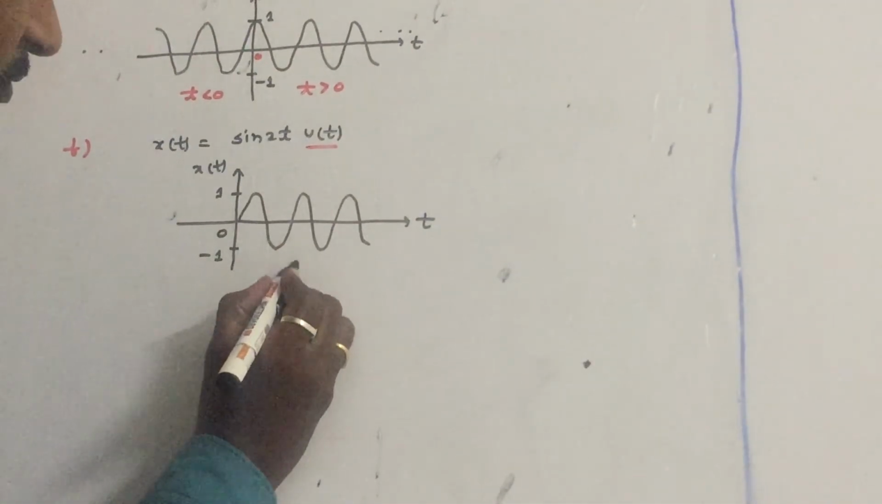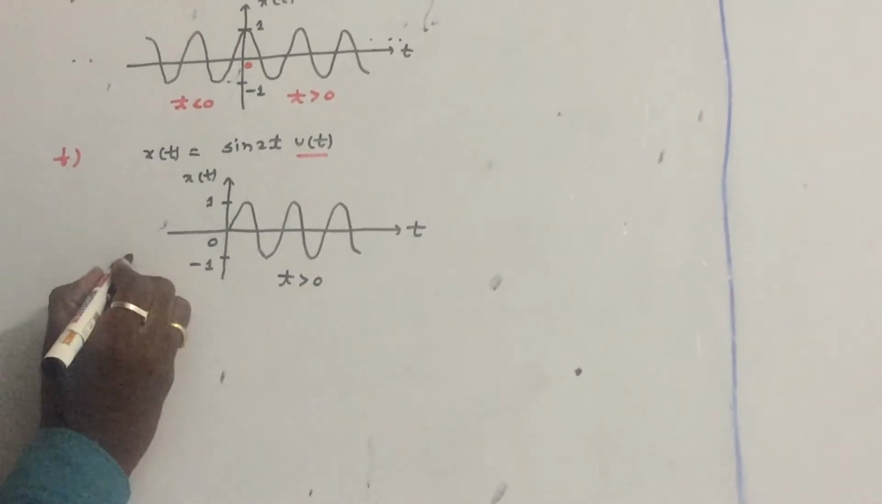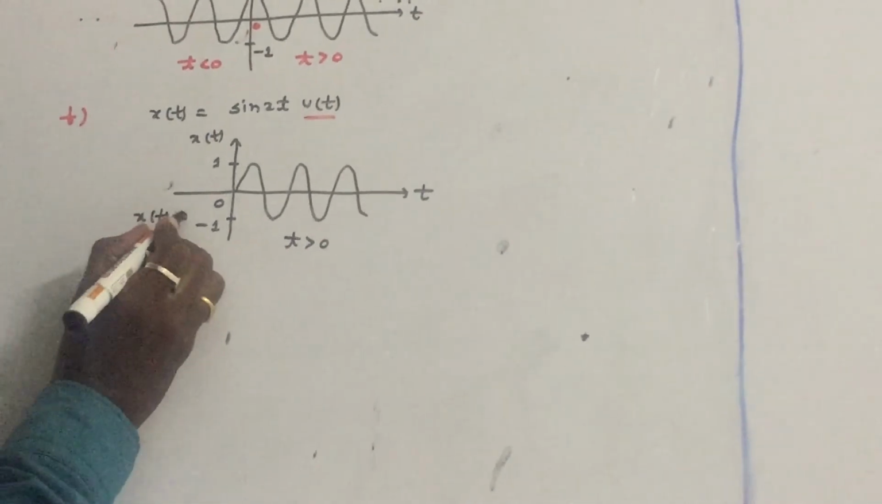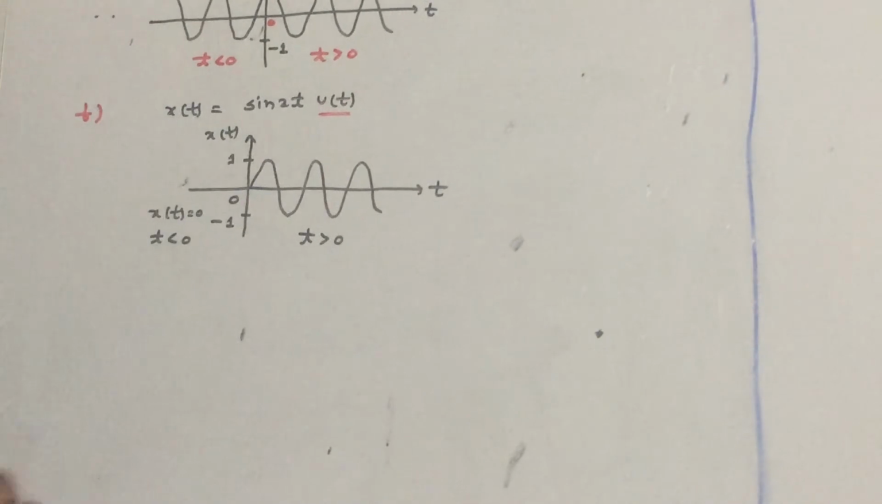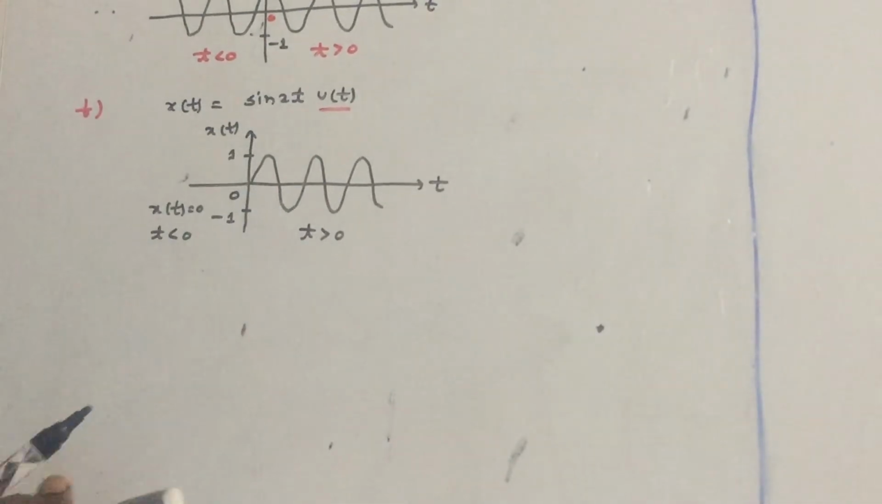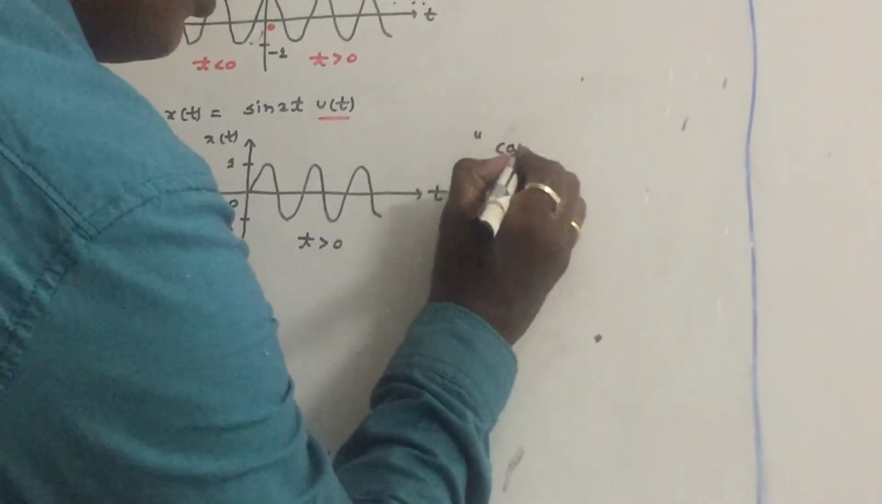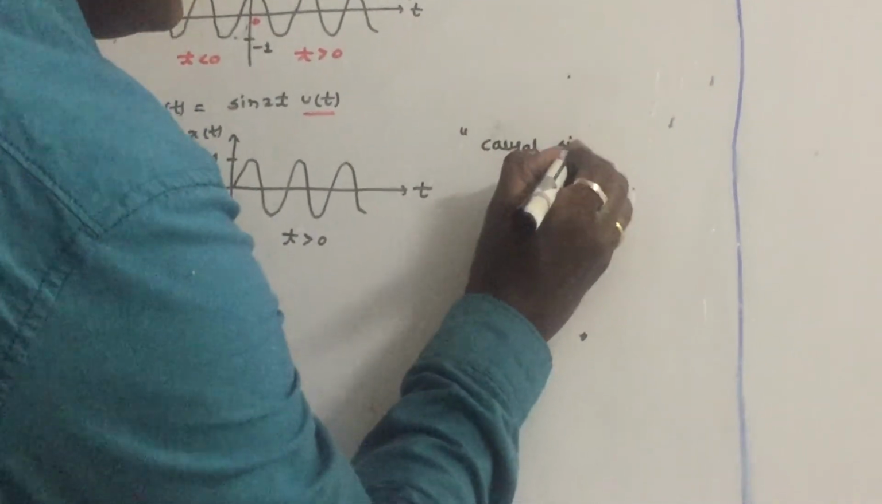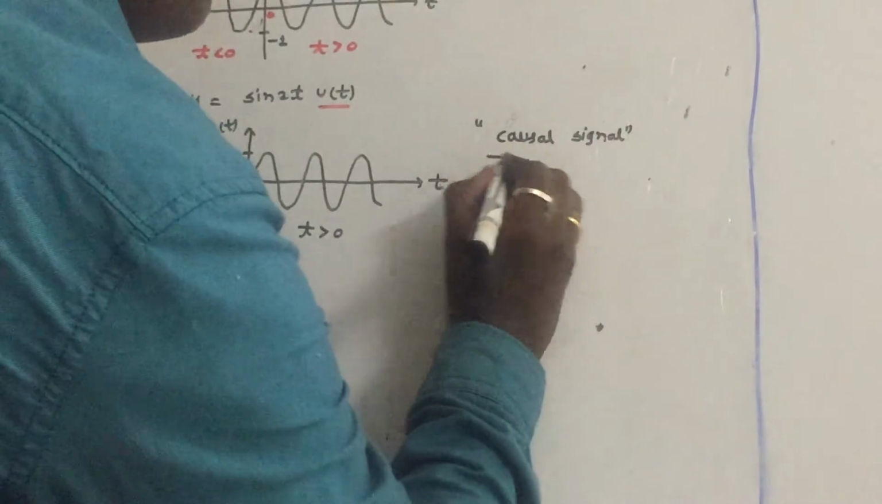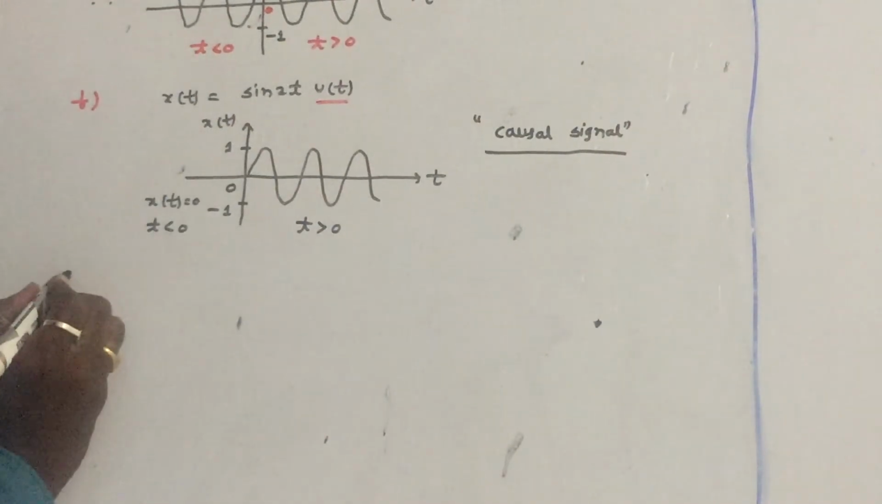You can see that the signal exists only for t greater than 0, and x of t is equal to 0 for t less than 0. Because the signal starts from t is equal to 0 onwards, this signal is called a causal signal. Remember that.